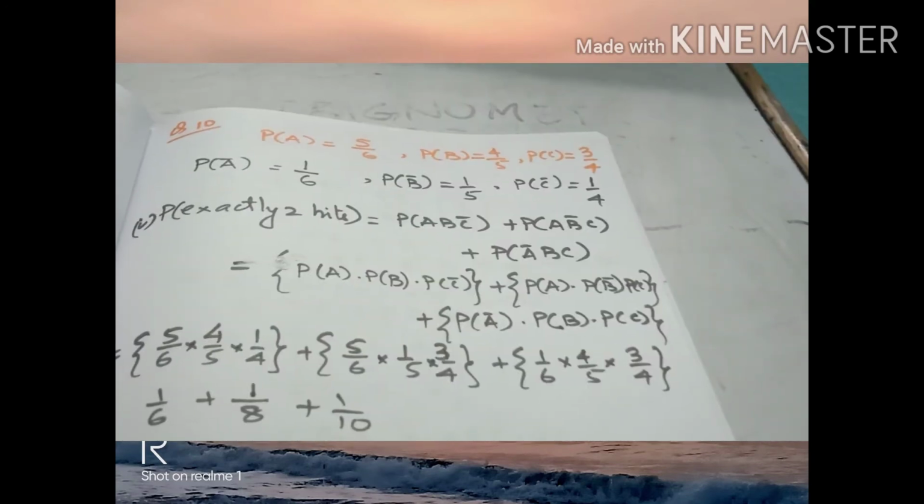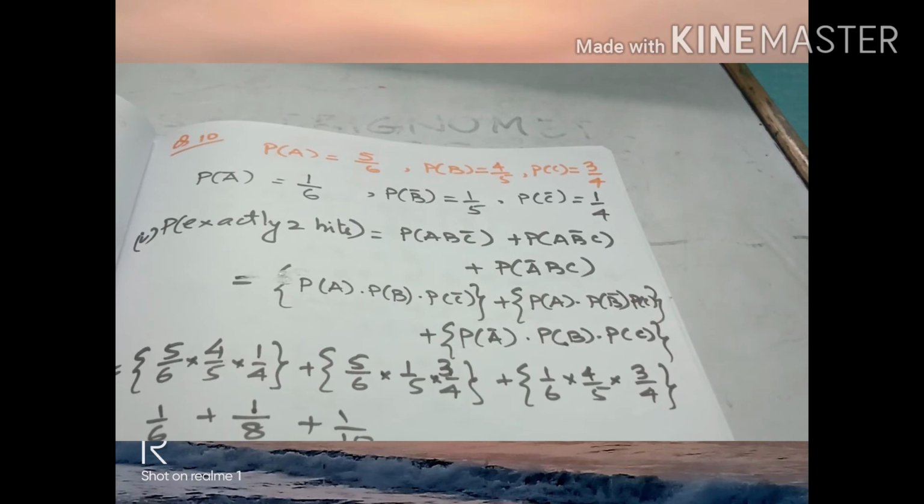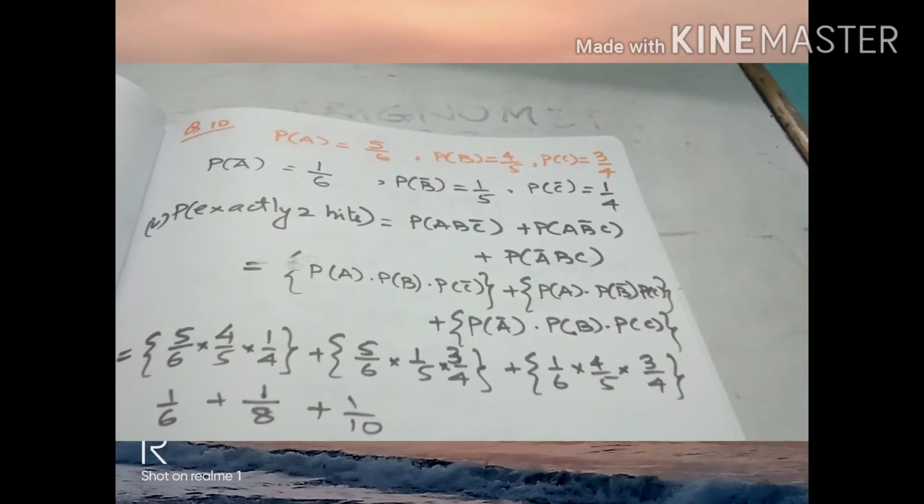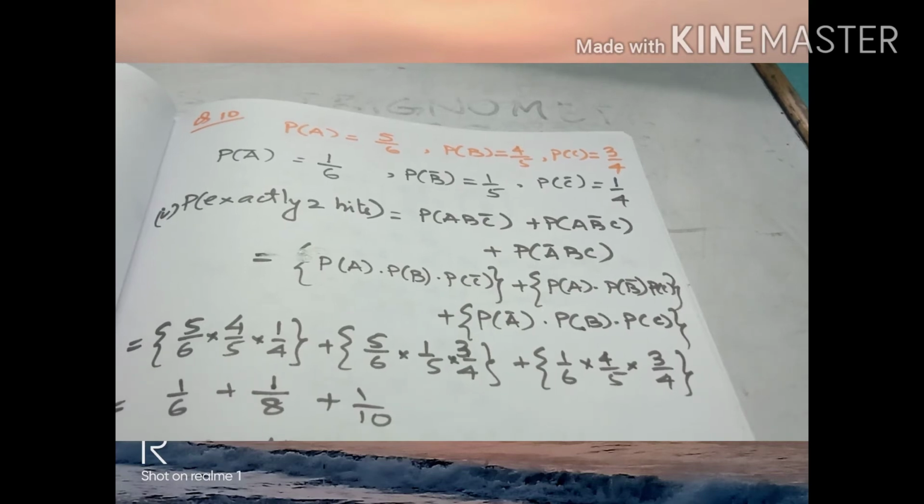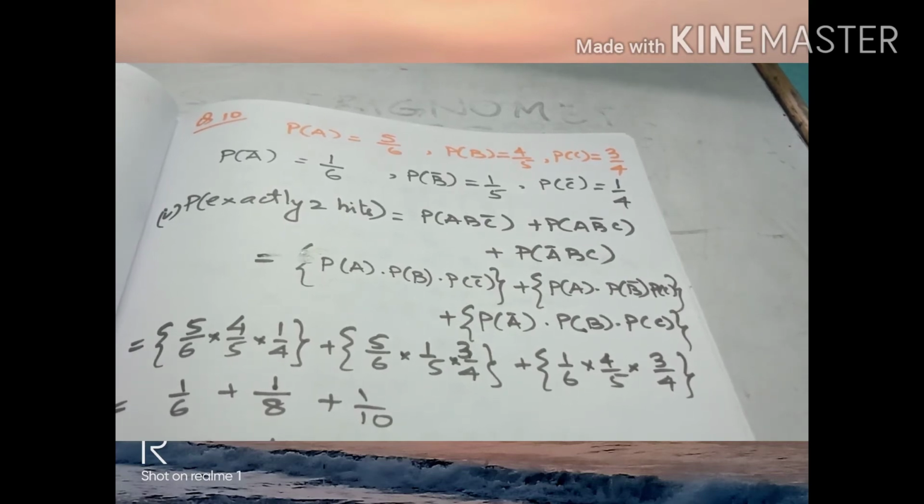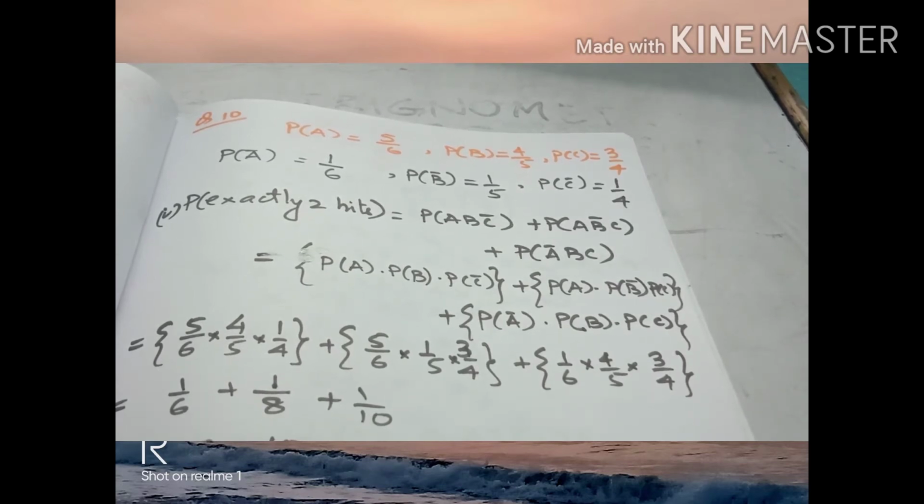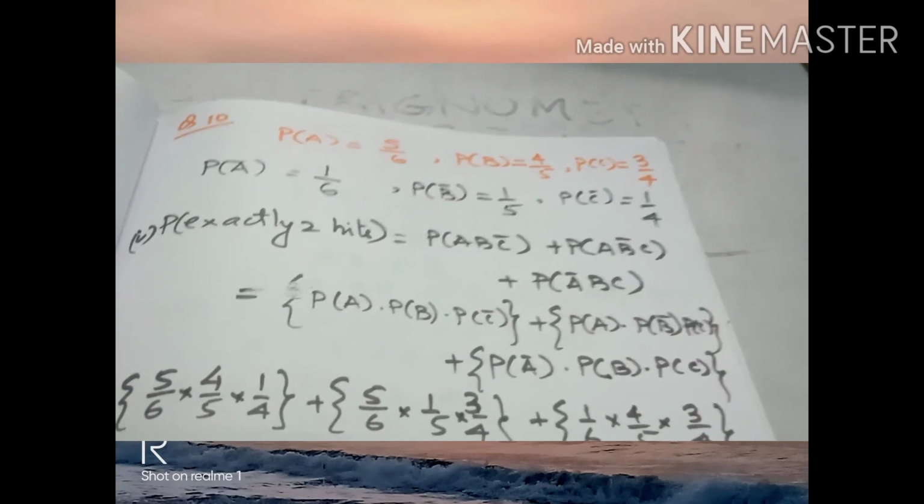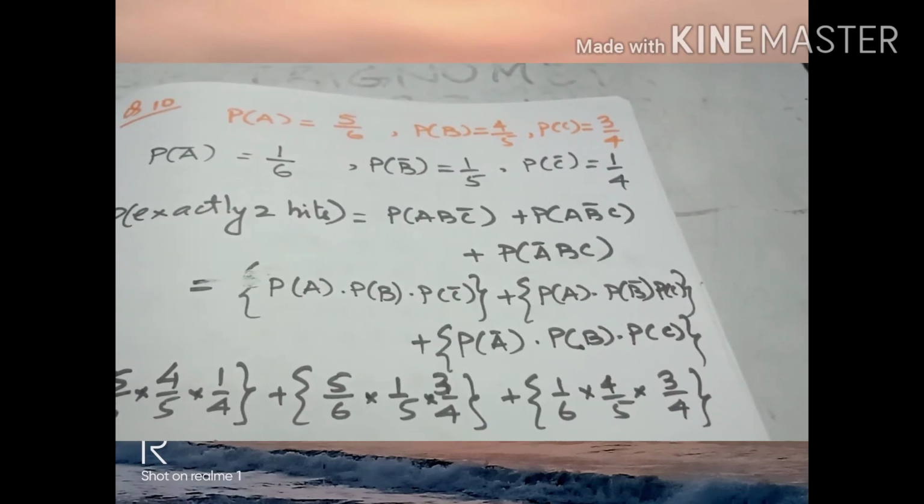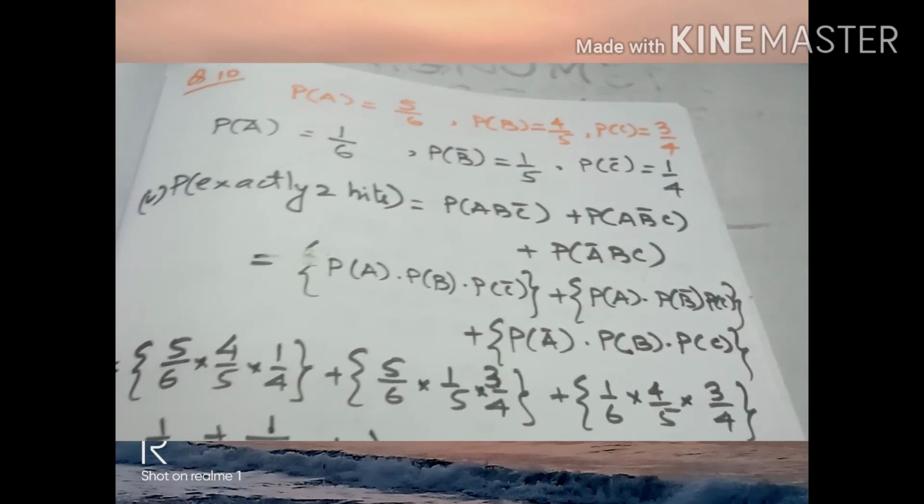Question number 10. Three persons A, B and C shoot to hit a target. Their probabilities of hitting the target are given as 5 by 6, 4 by 5 and 3 by 4. So we get the probabilities of not hitting the target, that is P of A bar, P of B bar and P of C bar. As you can see, it is done there.